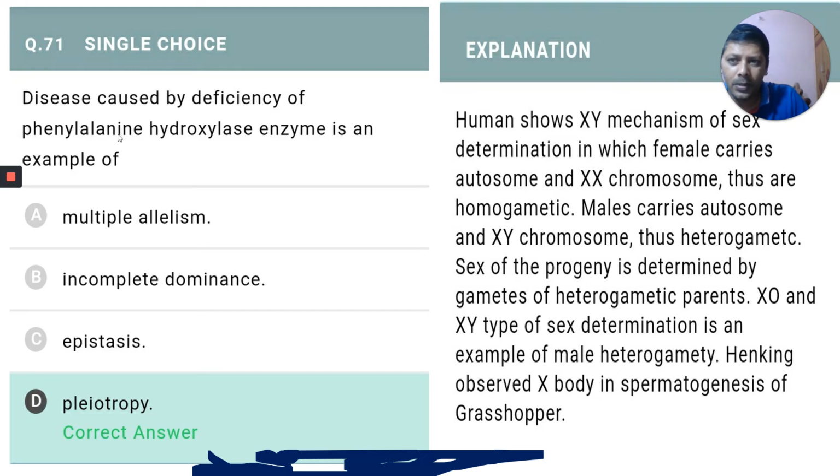Next one: disease caused by deficiency of phenylalanine hydroxylase enzyme (PAH enzyme). It is given in the state textbook. An example of pleiotropy is PKU. PKU is one of the examples of pleiotropy. It is given in our state textbook also.